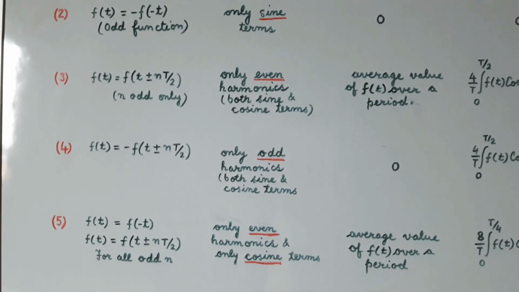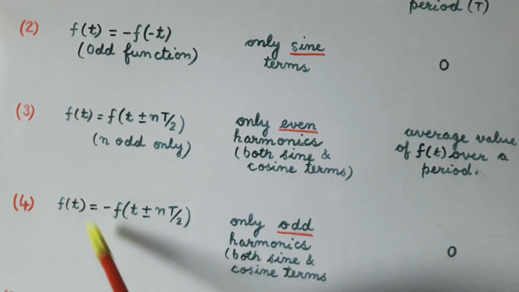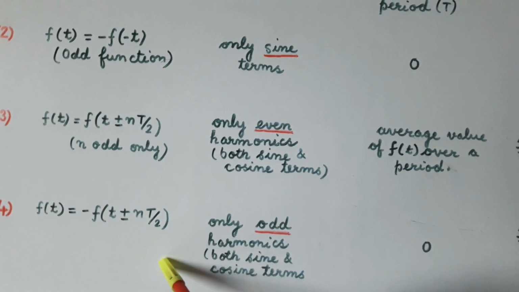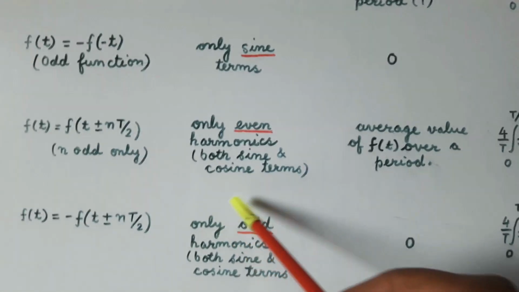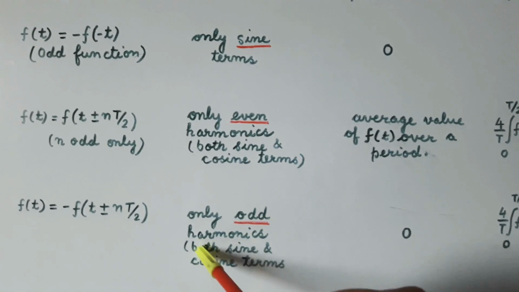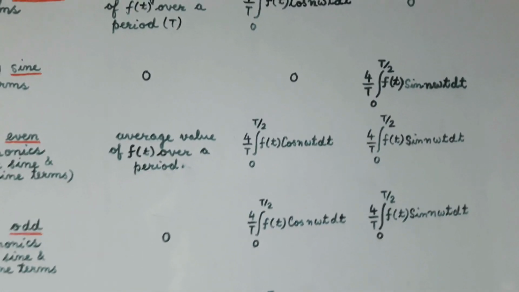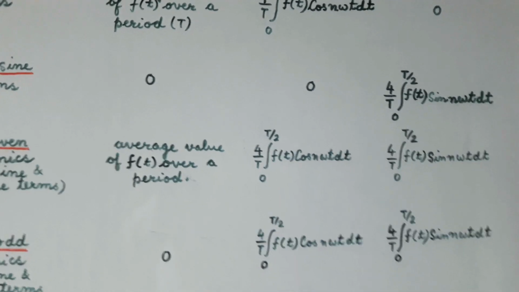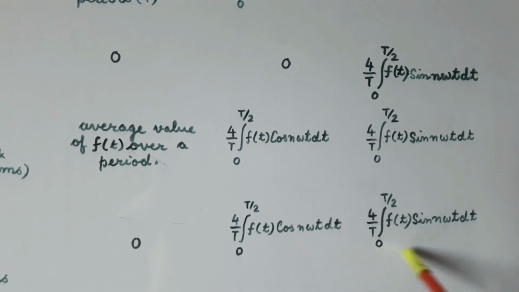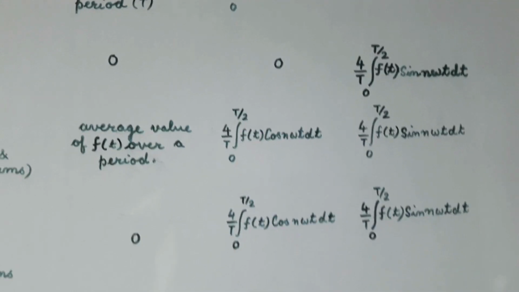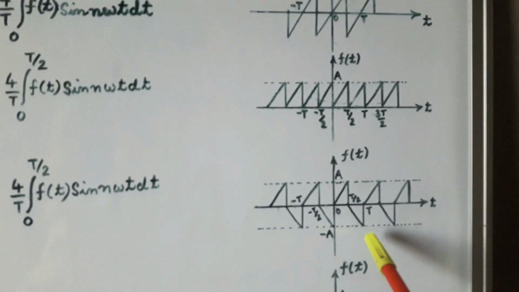The fourth condition for symmetry is that when f(t) is equal to minus f(t plus or minus T/2) for n odd only, then only odd harmonics will be present. Both sine and cosine terms will be present in this case, but the value of the coefficient a0/2 will be equal to 0, and the values of an and bn will be found out by using these two relationships. An example of such type of function is as shown in this figure.